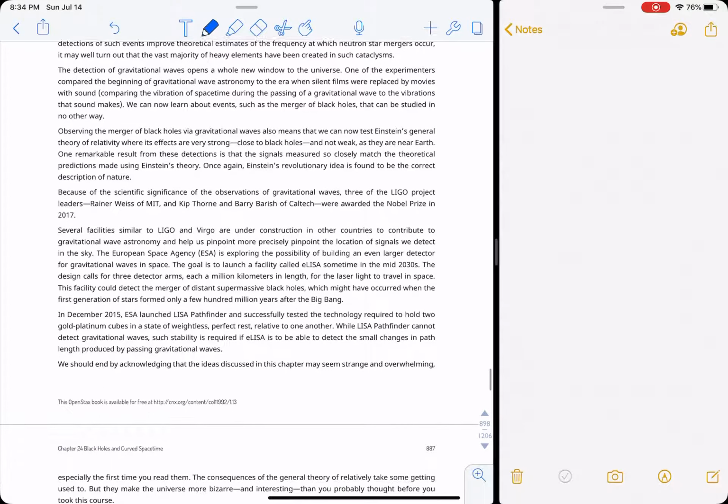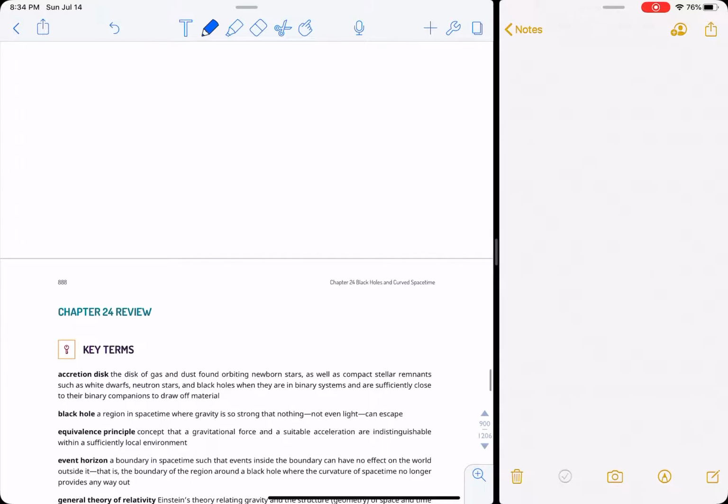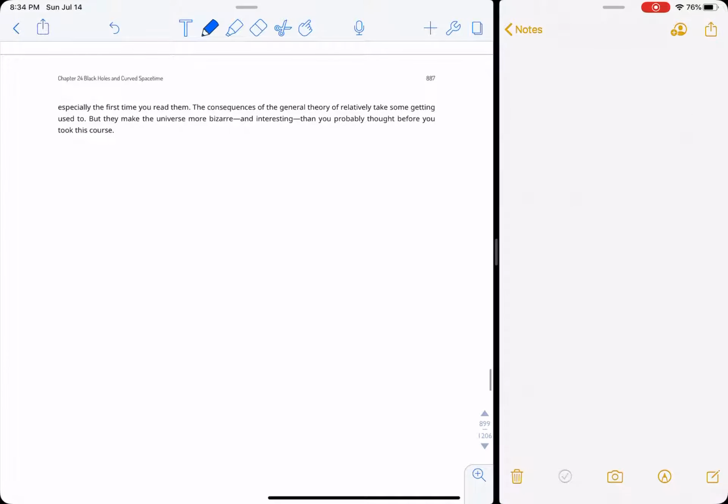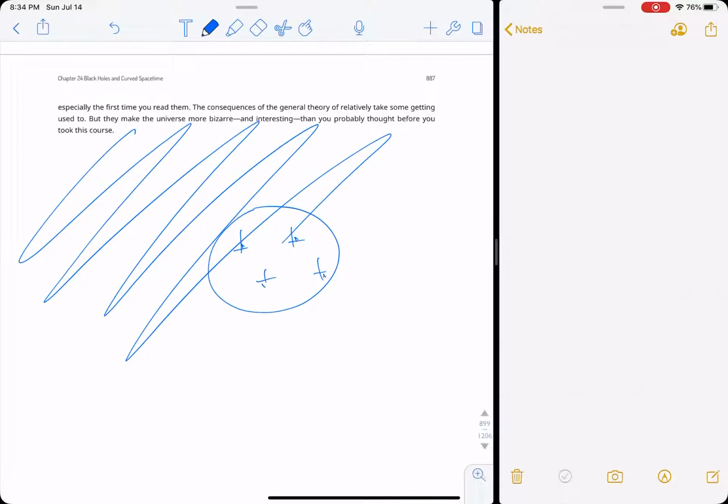LIGO just got an upgrade, so we'll be able to see more of these things. Virgo is another one in Italy, and China is putting on a bunch of them. So we'll soon have a bunch of telescopes. And the good news about that is, if this is Earth and we have a LIGO here and in Livingston and in Italy and one in China, and then a wave comes through and it goes ding and then ding, ding, ding, the time difference between each of these allows us to triangulate very precisely where the black hole merger or neutron star merger or whatever came from.